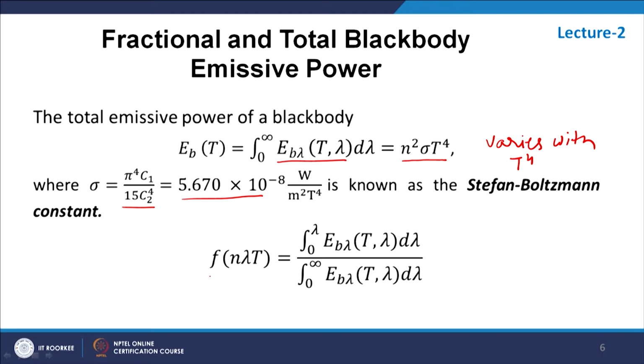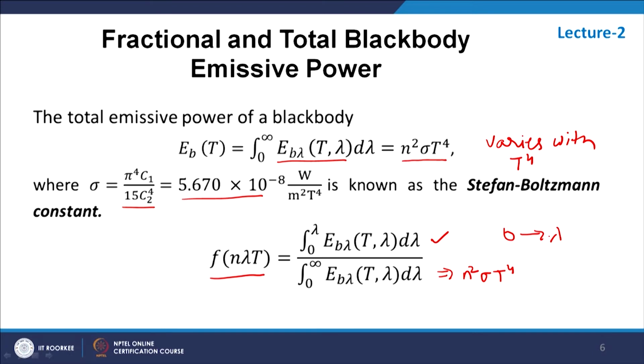So, fractional emissive power F(0 to lambda, T) is defined as the integrated emissive power between the range 0 to lambda, the integral of E b lambda, T, d lambda, divided by the total emissive power, which is basically n square sigma T to the power 4. So, this ratio is called fractional black body emissive power, that is the amount of energy emitted by a black body in a given wavelength range varying from 0 to lambda. So, this is the fractional emissive power of a black body.